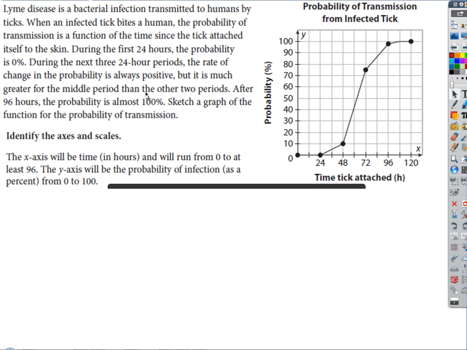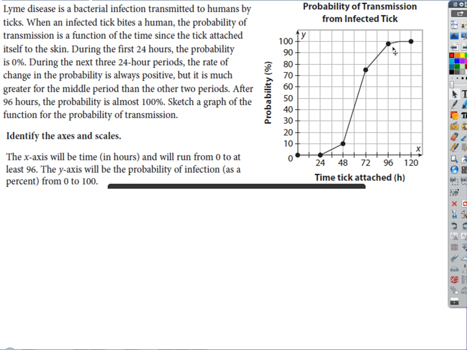Okay, but the next 3 days are crucial. The next 3 24-hour periods, each of those has the probability increasing. But day number 2, it doesn't increase very much. From 24 to 48 hours, the probability goes from 0 to 10%. That's still not bad, right? But look at day 3. From 48 to 72 hours, the probability goes from 10% to 75%. Yikes, right? And then day 4 goes from 75 almost up to 100. So you really want to get that tick off before day 3, right?